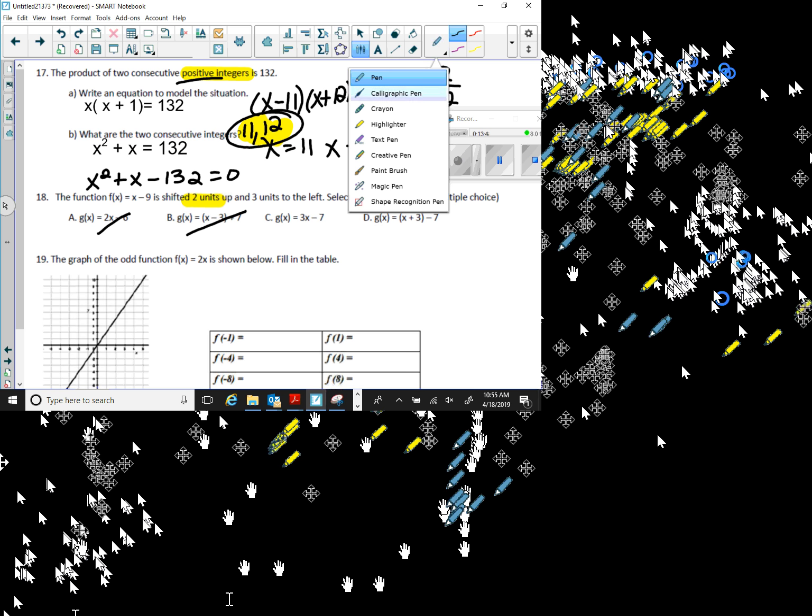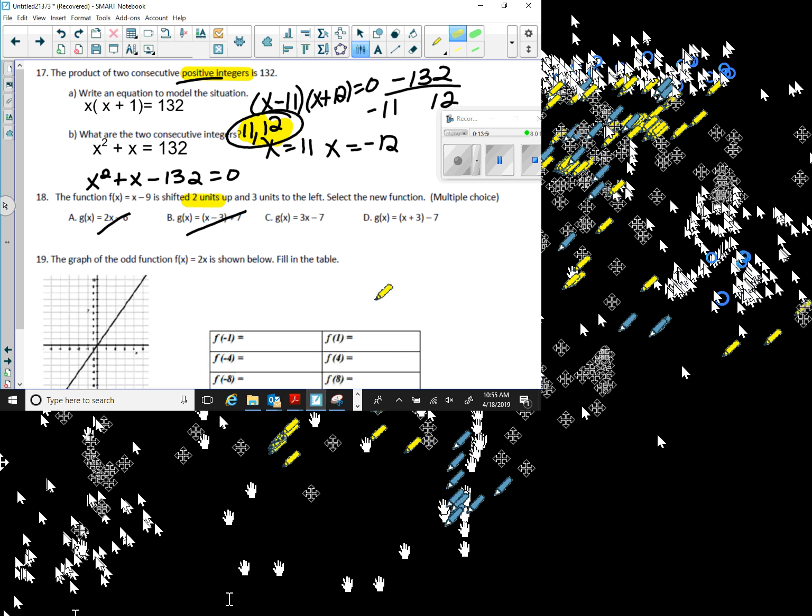All right, and then it says 3 units to the left. Well, to the left is going to be a positive, and it's going to be with the x. Which one has a positive 3 with the x, in parentheses? C or D? D. So your answer is D.